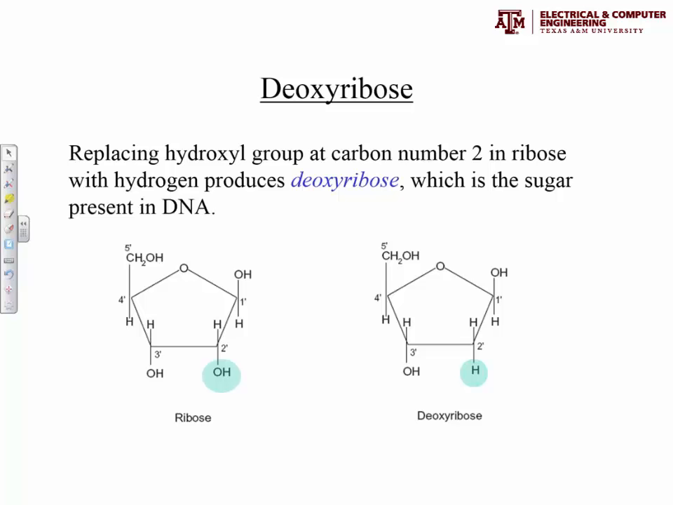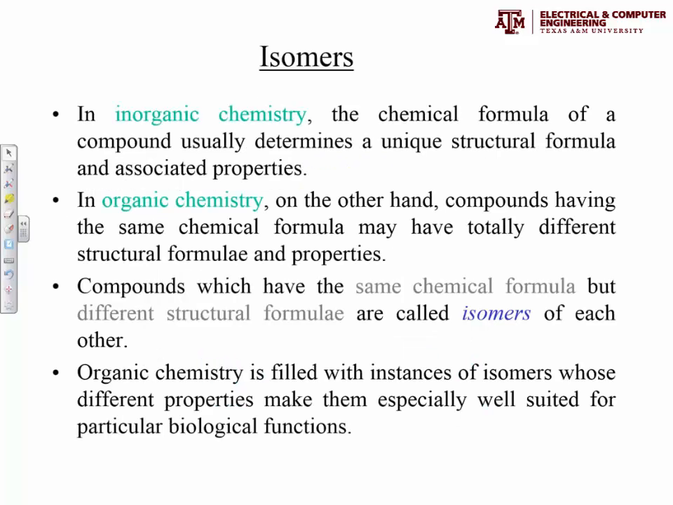So this is ribose, and that's deoxyribose, right? Now, another thing that we have to understand is that in inorganic chemistry, quite often when you just get the chemical formula, that's the end of the story, because there is only one possible structure for that compound, a unique structural formula. In organic chemistry, on the other hand, compounds having the same chemical formula may have totally different structural formulas and properties. Compounds which have the same chemical formula but different structural formulas are called isomers of each other.